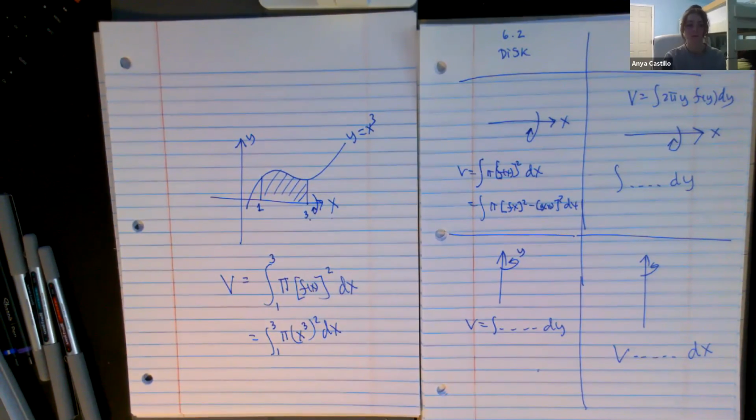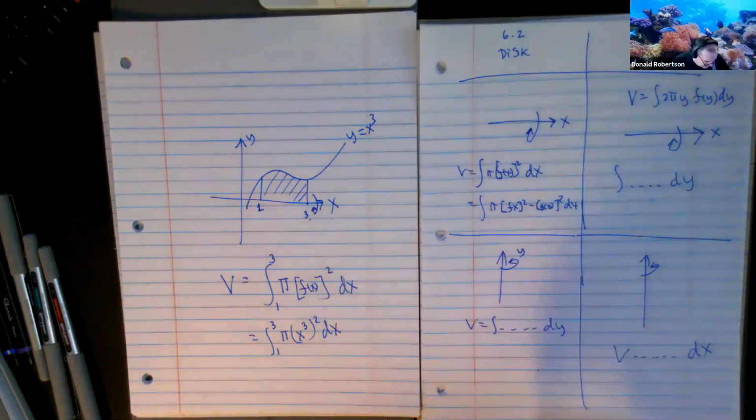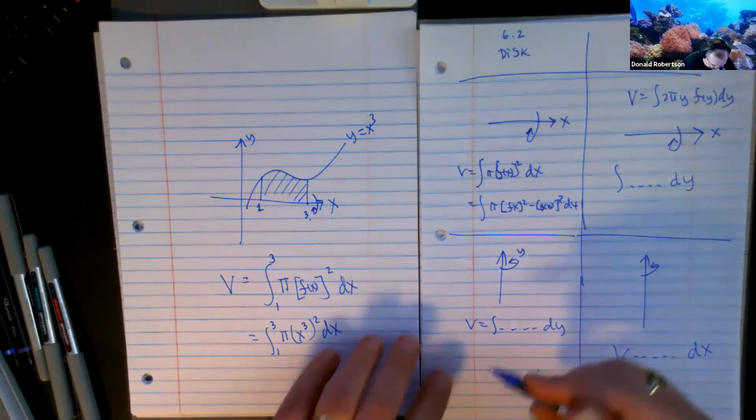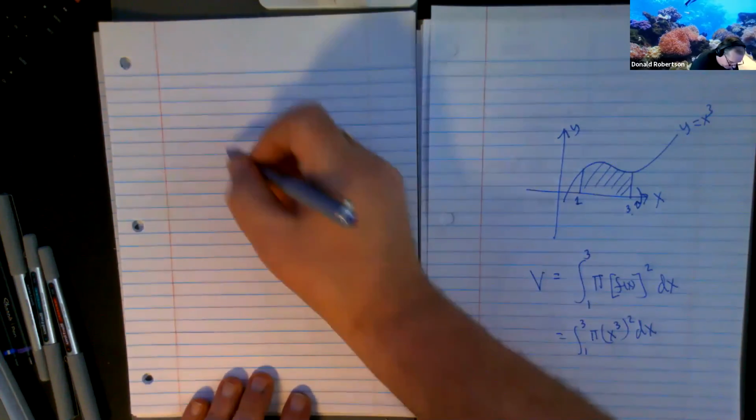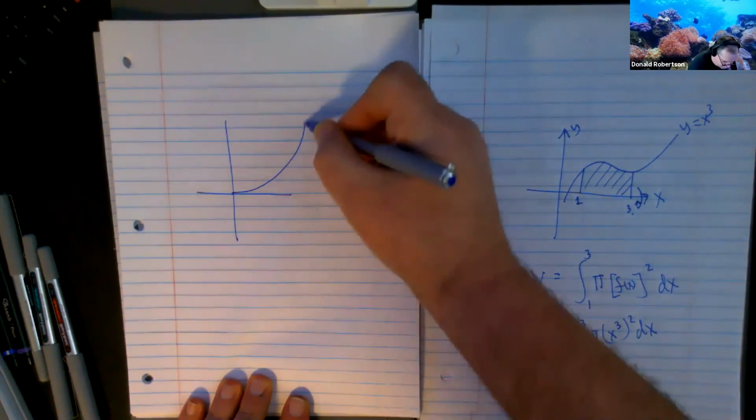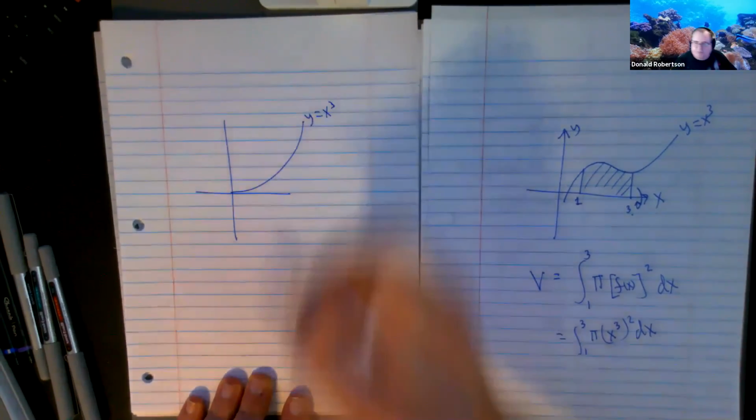Okay. Now, I should have drawn my x cubed a little bit nicer, but I can do it in my next one. Yeah, that's what y equals x cubed really looks like.